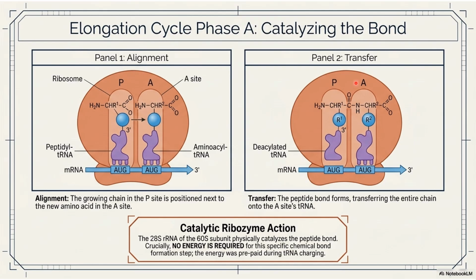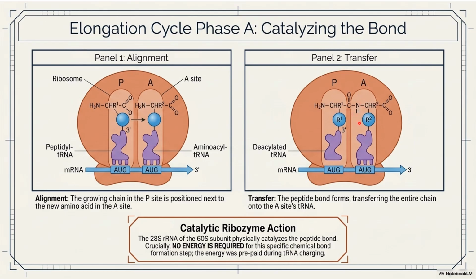For this peptide bond formation, no energy is consumed because it is already prepaid while charging the tRNA. It is a strategic way of using the energy. So that energy is now utilized, and no energy is consumed now for peptide bond formation. It is prepaid. Okay. For this peptide bond formation, in the 60S subunit of the ribosome, the 28S rRNA present in the 60S subunit catalyzes this peptide bond formation. So you should remember that.